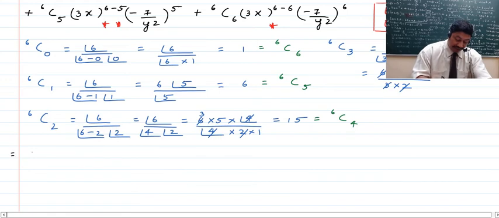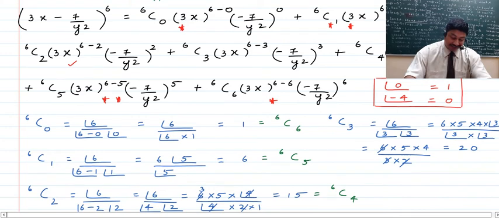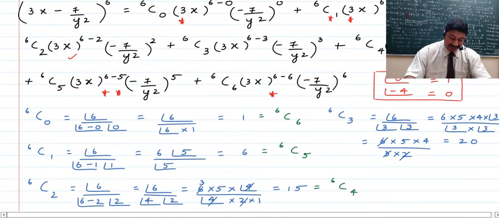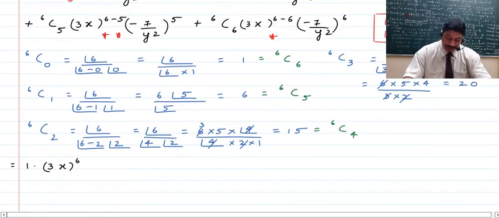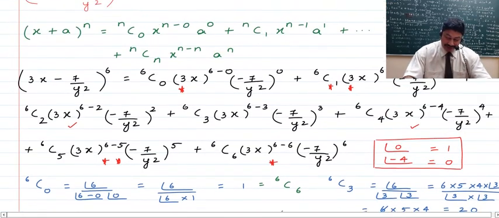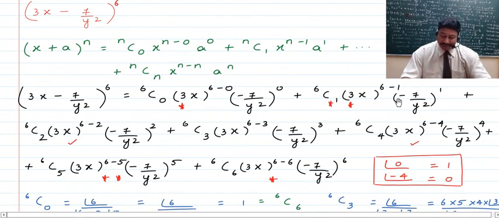So in the next step, first we talk about 6c0, right? The value of 6c0 is 1, times 3x raised to the power 6. So 1 multiplied with 3x raised to the power 6. Now to that, we are going to add the next term. Remember, in the next term, we have minus 7 upon y square raised to the power 1. That means this term comes once, multiplied with the rest of the positive terms. As such, this term will become negative.